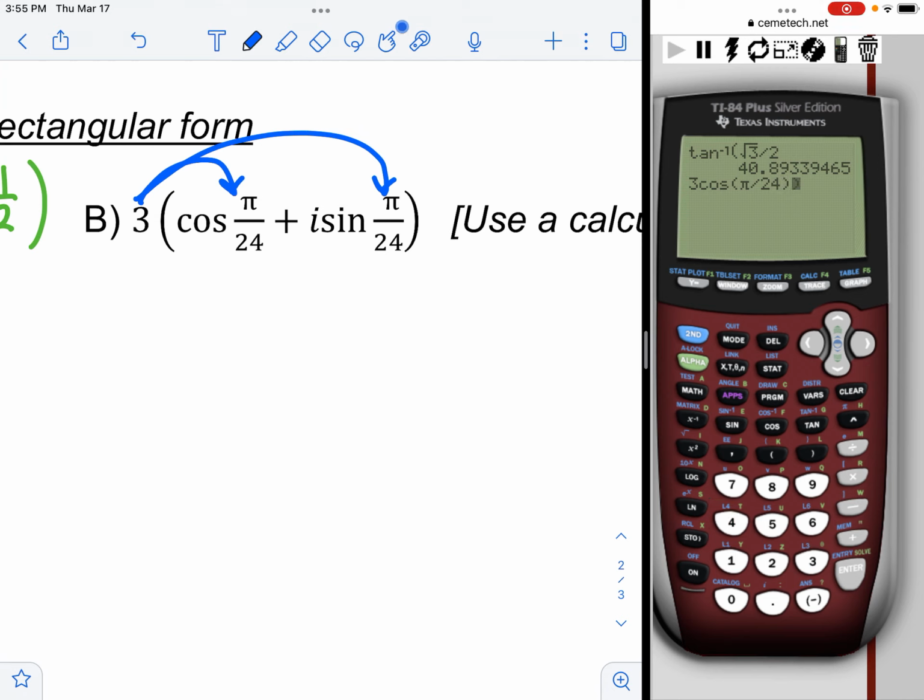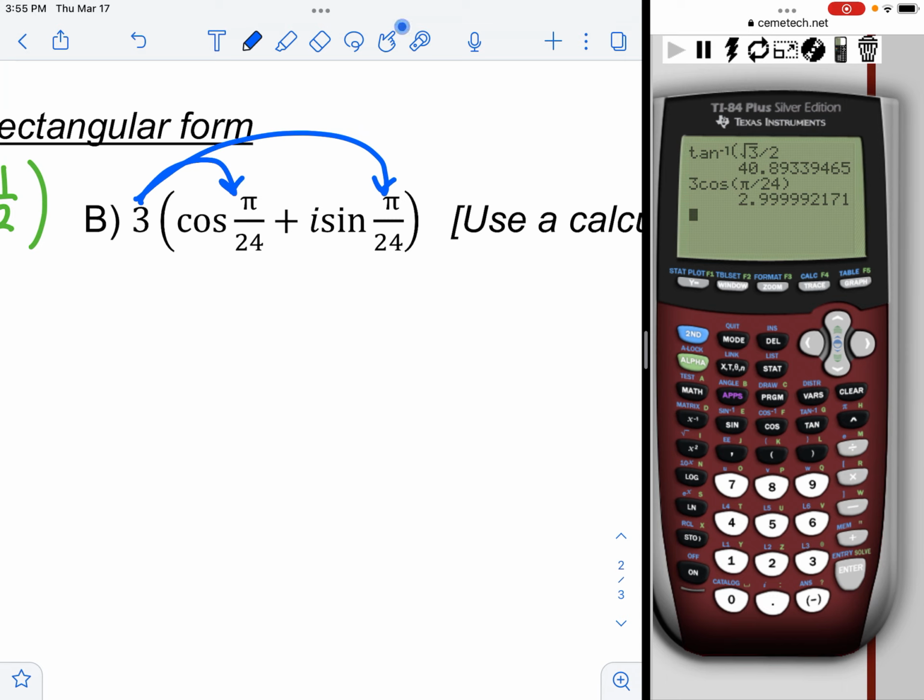Oops. Round to the nearest thousandth again. And I get 2.999. Okay, not 999. All right, 3 times cosine of pi divided by 24. And I get 2.999.